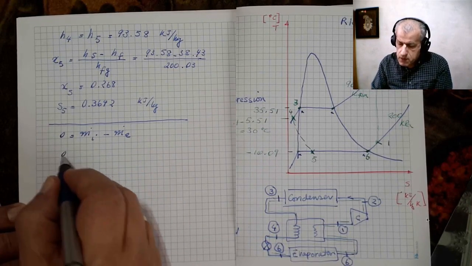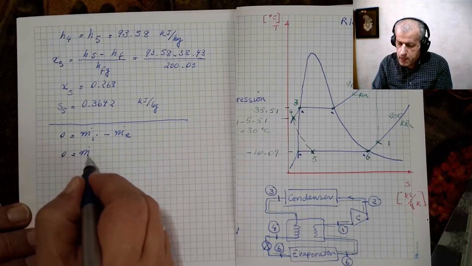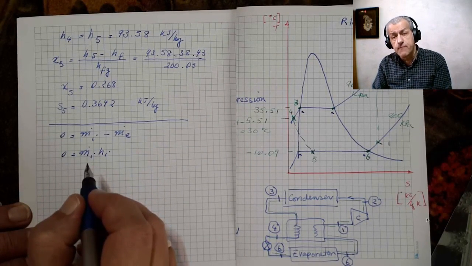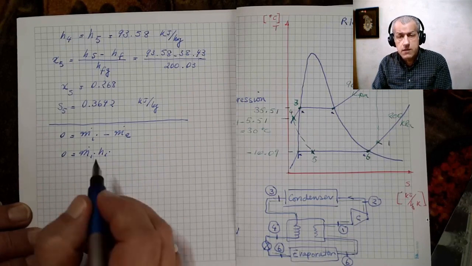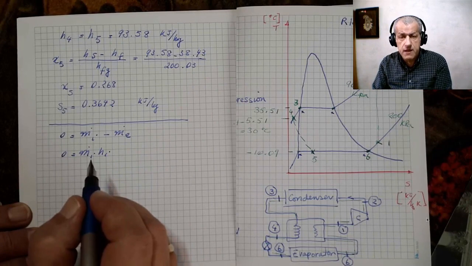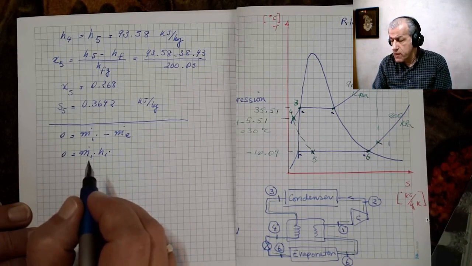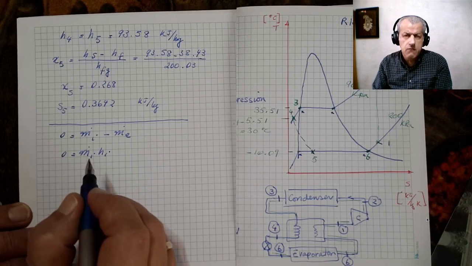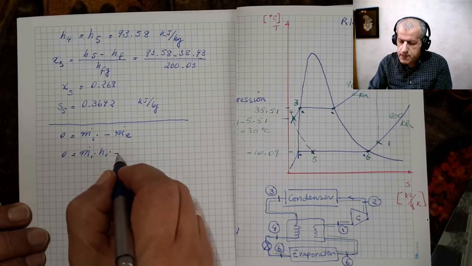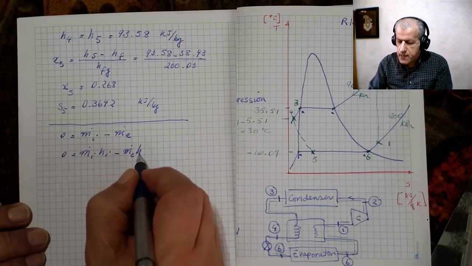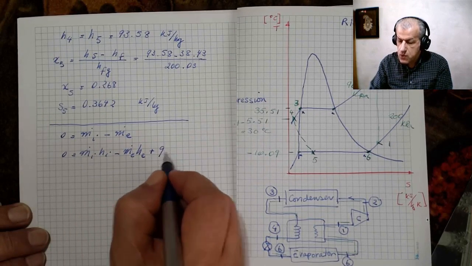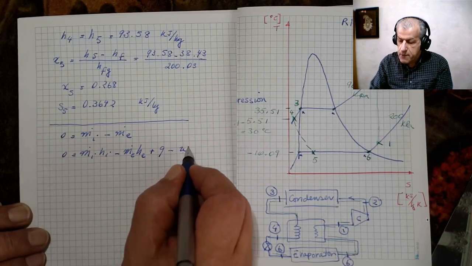The first law would be 0 equals m dot I hi. The changes in velocity and elevation are just very little for such cycles, and are usually ignored, so that wouldn't matter. Minus m dot E he and plus Q minus W.